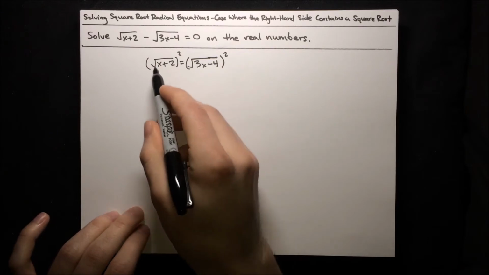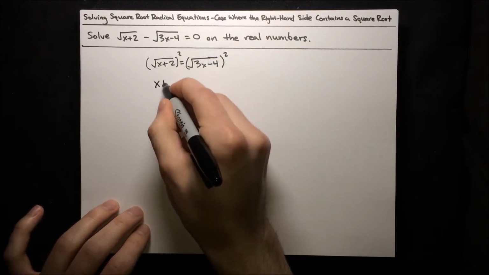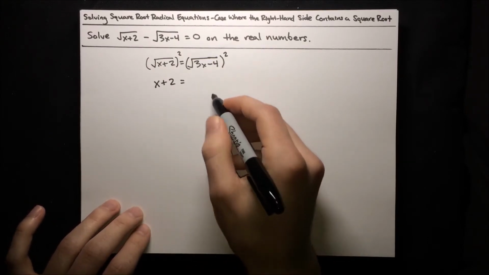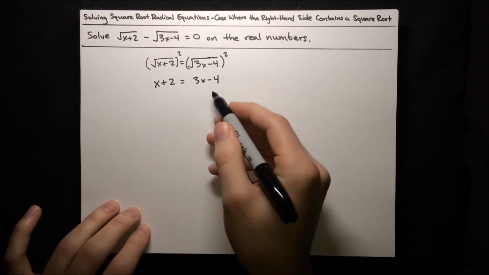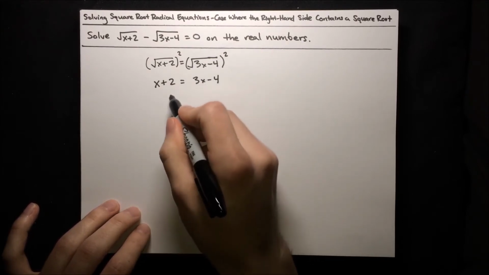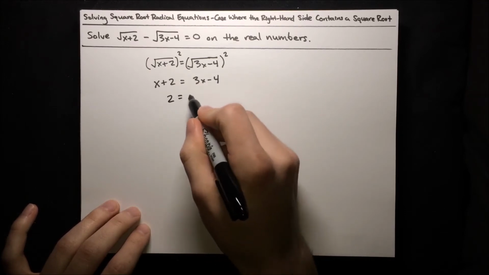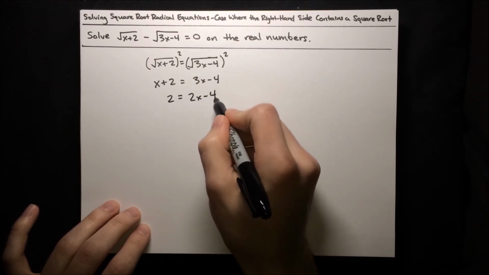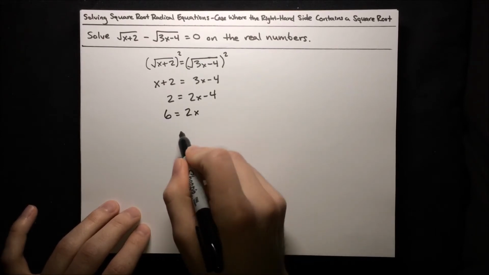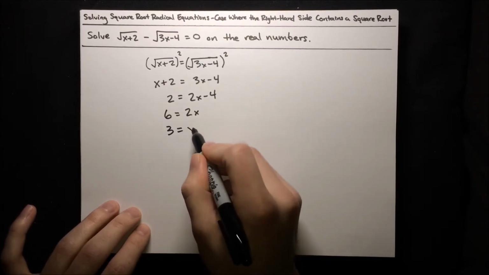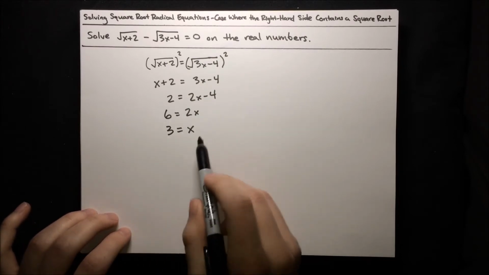The left-hand side, you just get rid of the root, comes out to x plus 2, and the right-hand side, get rid of the root, just 3x minus 4. And this equation is just linear, it's easy to solve. Let's start by subtracting x, so just 2 equals 2x minus 4, then add 4, get 6 equals 2x, divide by 2 and get 3 equals x. Great, so we've got a value for x.